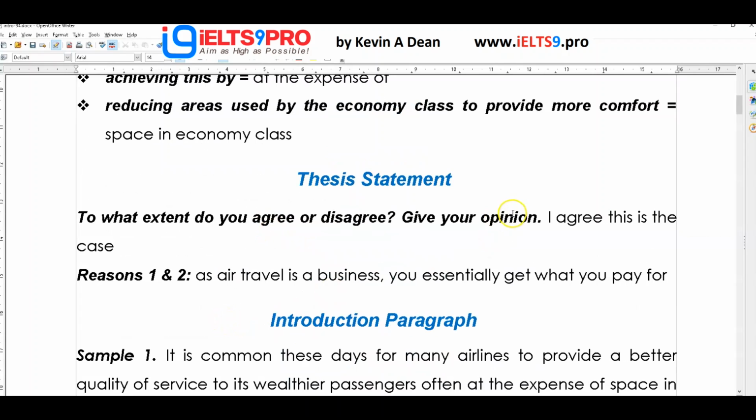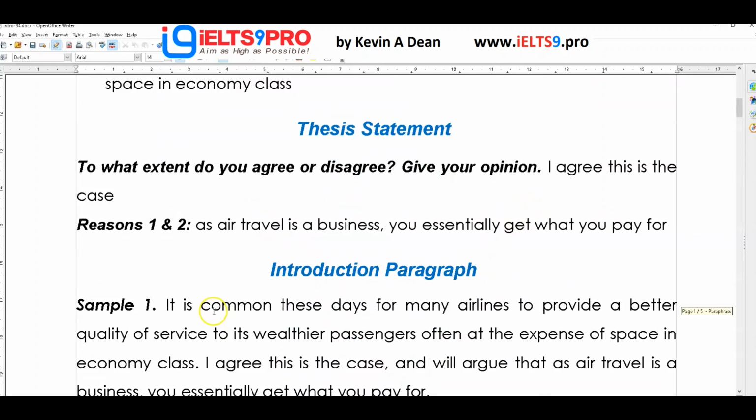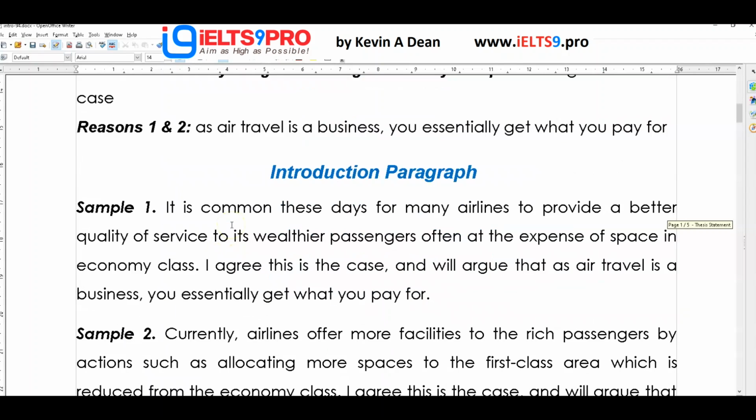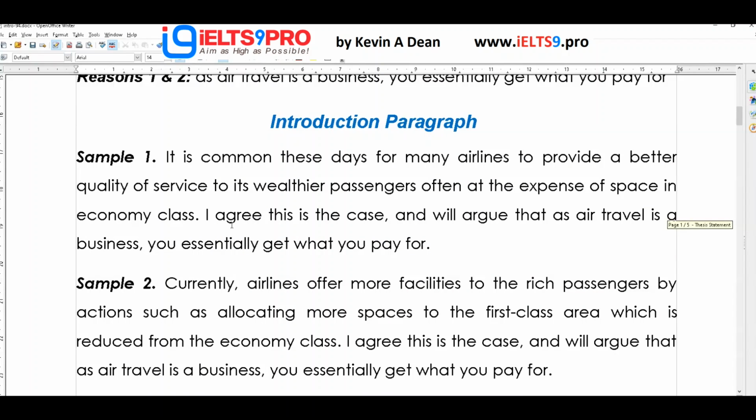Well, yeah, I say yeah, that is true. And my reasons are essentially, well, yeah, it's a business. If you don't pay, you're not going to get a lot of space. That's just how it is. So, sample 1 and 2 for your introduction. Let's have a look at these.